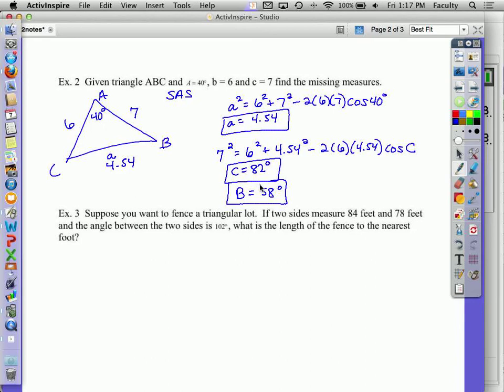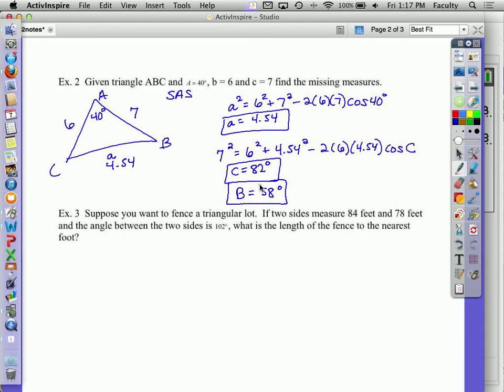I'm getting C is 82 degrees, so when you get there, see if you were able to do the computation. Once you know two angles, you can add the two together and subtract from 180. All right, any questions on that one? Okay. Then let's look at example 3.